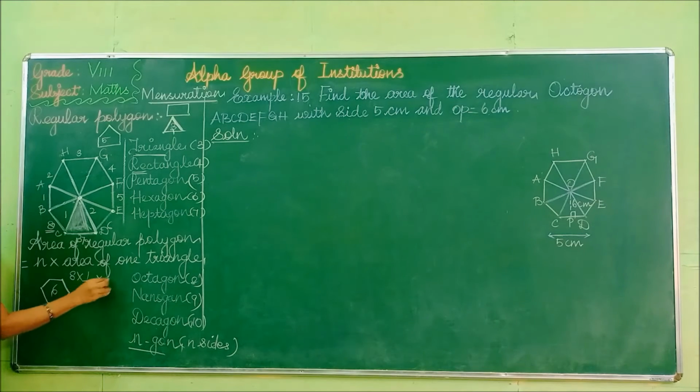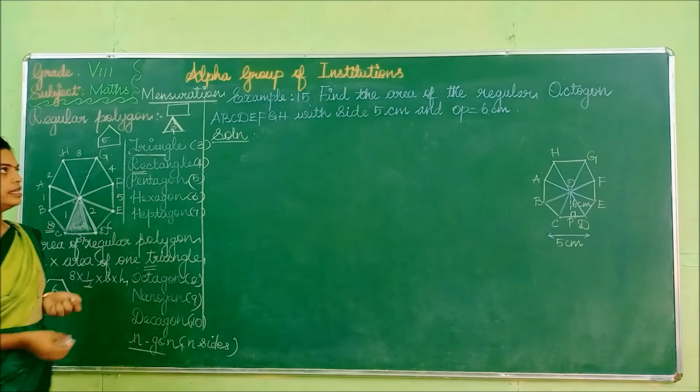half into, what is the formula for the area of a triangle? Base into height, or length into breadth we can write. So look at one example. You may be clear with that example.